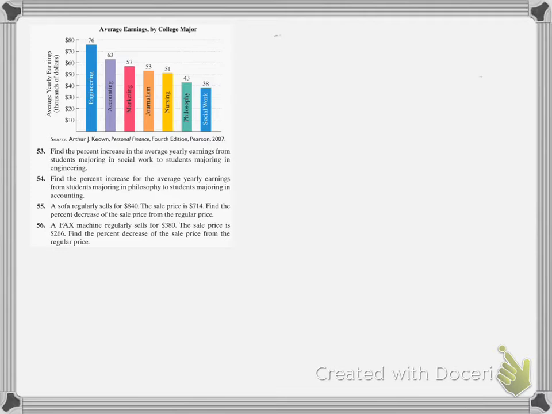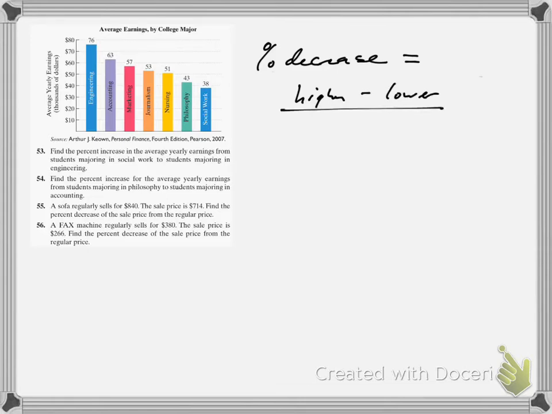Okay, now let's take a look at number 56. The fax machine regularly sells for $380. The sale price is $265. Find the percent decrease. Okay, so for percent decrease, I'm going to give you the general formula. That equals higher minus lower over the higher value, because that's where we're starting from. We're starting at the higher and going to the lower. With the percent increase, we're starting with the lower and going to the higher. That's why we divide by the lower in the first one.